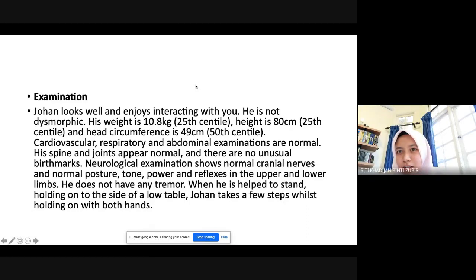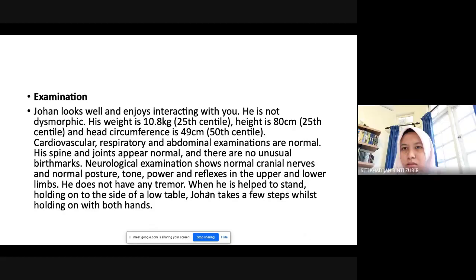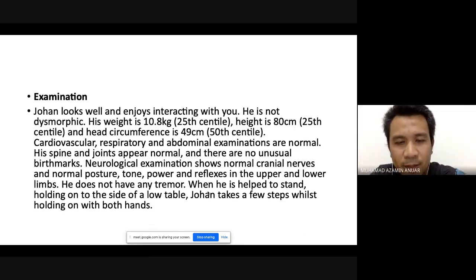Medical examination, since it is already normal, it could rule out cerebral palsy in spasticity, because there is no hyperreflexia, hypertonia. Okay, so tone dia okay, power dia okay, reflexes okay, posture pun okay, so it's not CP, okay?